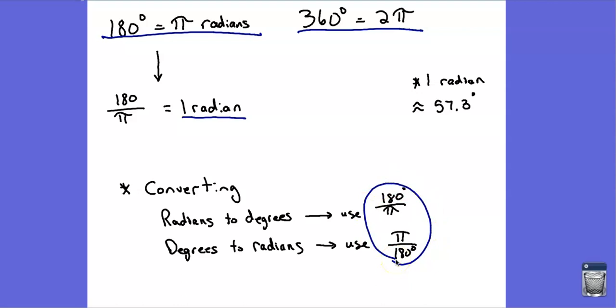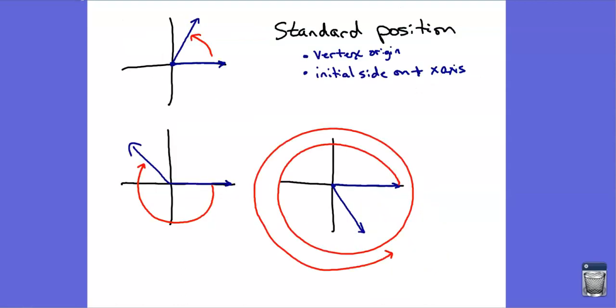So let's look at some more definitions, and then we're going to be doing some converting here in just a minute. So standard position, we already talked about. You start with your initial side, and then you go to your terminal side. And so this is what's called standard position. The vertex is at the origin, and the initial side is on the positive x-axis.